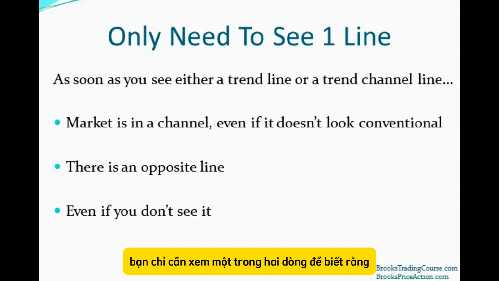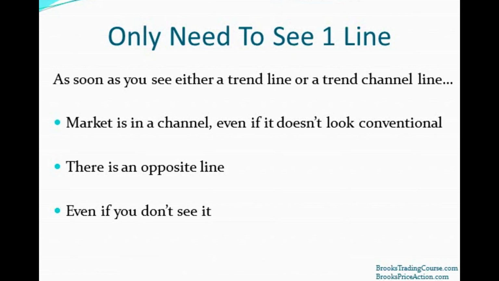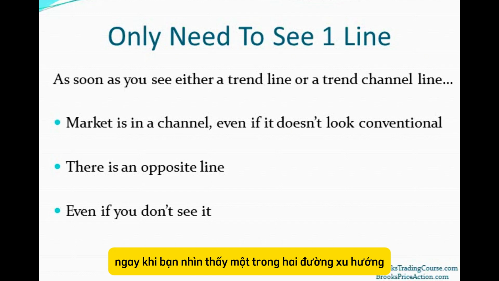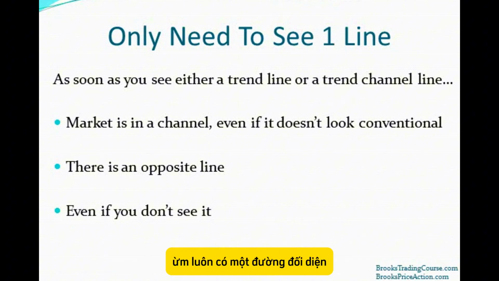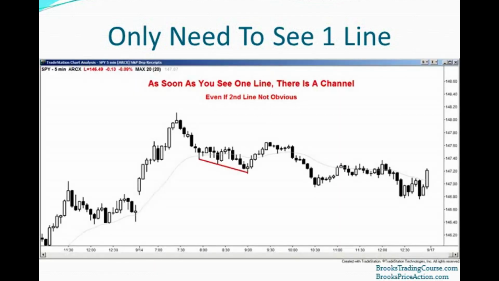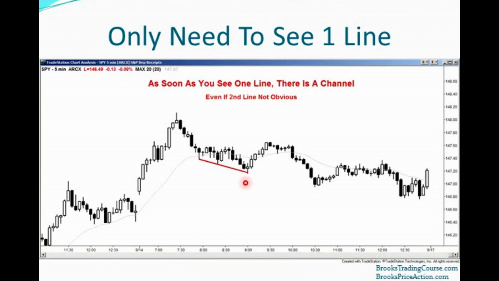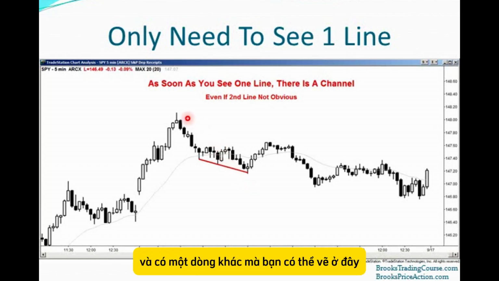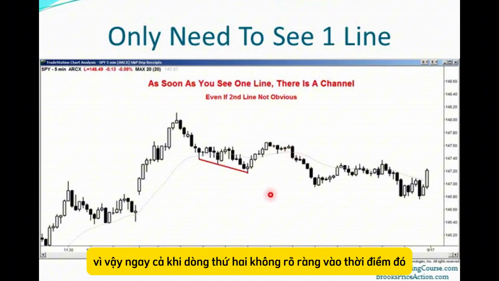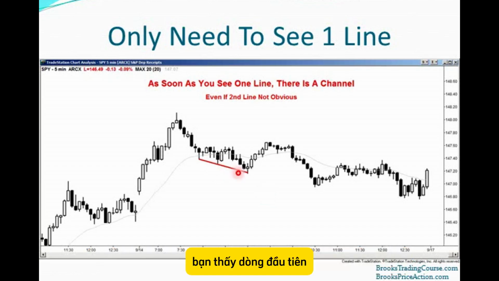You only need to see one of the two lines to know that the market is in a channel. As soon as you see either a trend line or a trend channel line, the market's in a channel. Even if the channel doesn't look right, even if it doesn't look conventional, there's always an opposite line, even if you don't see it. As soon as you see one line on the chart, assume that there's a channel and that there's a line that you could draw. Here you could draw it above here. Ultimately you could draw it above here. So even if the second line is not evident at the time you see the first line, the market is in a channel.